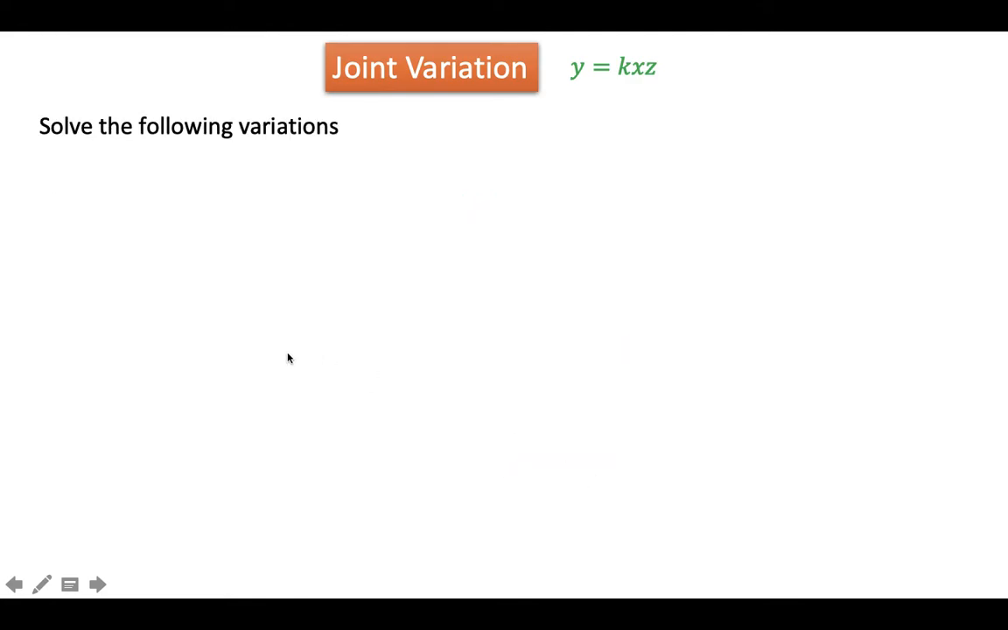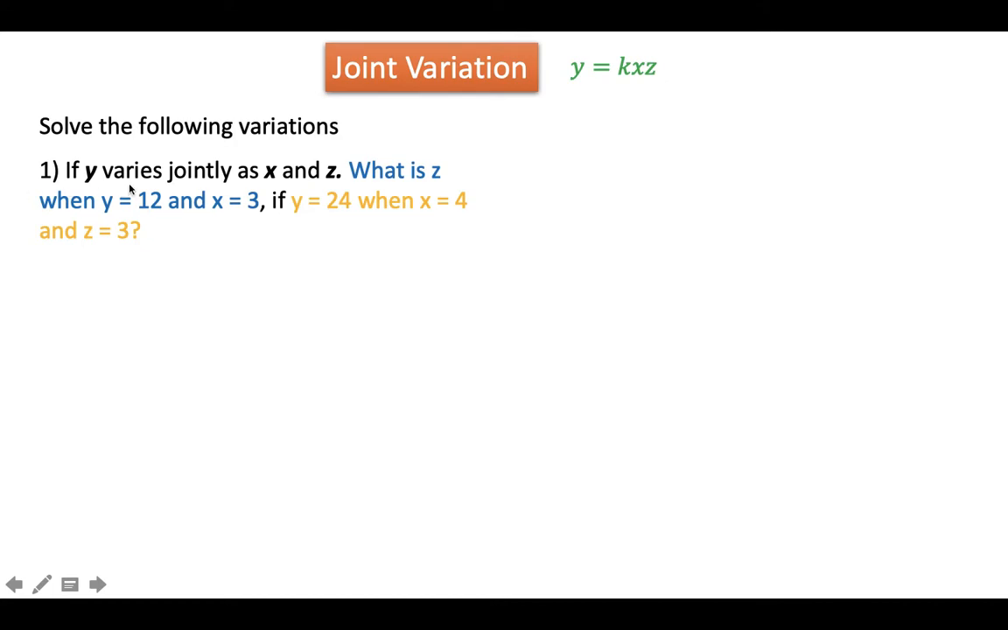Okay, so let's try to solve a joint variation problem. Given if y varies jointly as x and z, what is z when y is 12 and x is 3, if y is 24 when x equals 4 and z is equal to 3? So it is the same process as with direct variation and inverse variation.